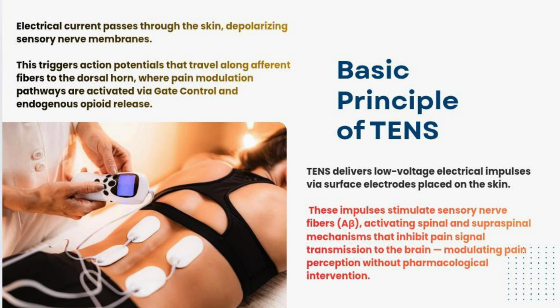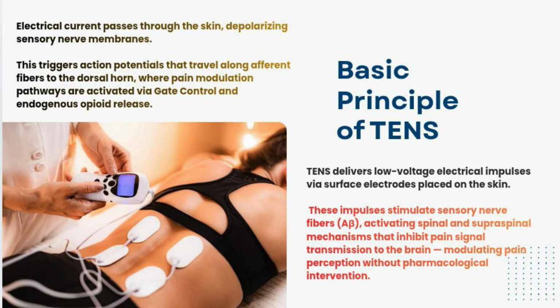Now, let's understand the basic principle of TENS. The TENS unit generates electrical pulses. These electrical pulses are delivered through electrodes placed on the patient's skin. The stimulation activates peripheral sensory nerves. This sensory input is processed by the nervous system through different pain modulation mechanisms. The overall goal is to reduce the patient's perception of pain. So, the basic sequence is electrical stimulation, followed by nerve activation, followed by pain modulation, resulting in reduced pain perception.